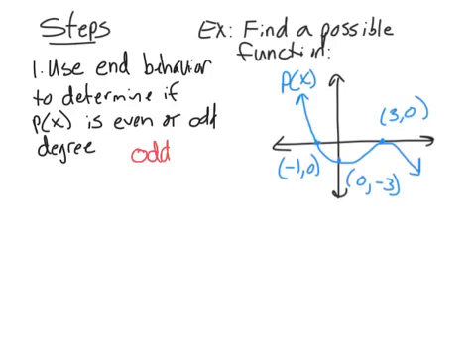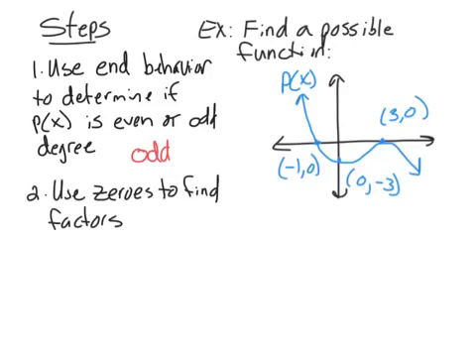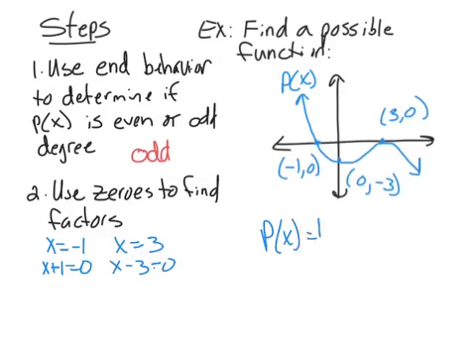So once we have that, then we're going to find the factors by using the zeros. If we look at my graph, the function crosses the x-axis at -1 and +3. So I have x is equal to -1, which makes x plus 1 a factor, and x is equal to 3, so x minus 3 is a factor. If I start to build my function, p of x is equal to some constant k times x plus 1 times x minus 3, but we have to look.